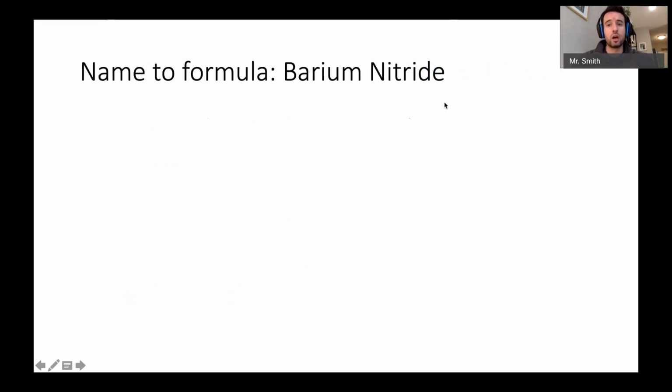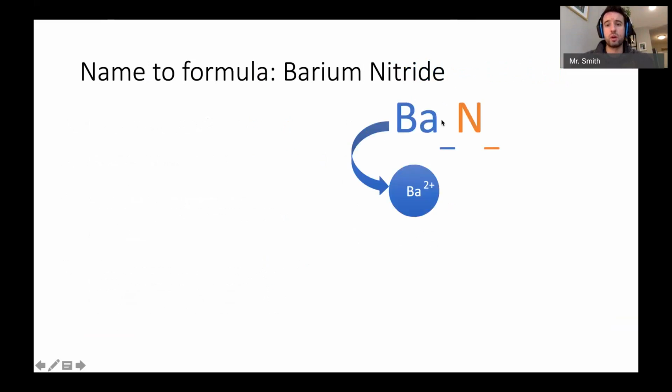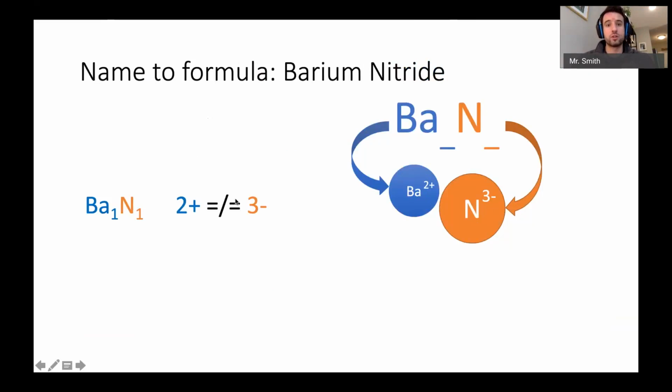Okay, so here's another way of showing that. Here I have barium, here's a +2, here's nitrogen, which is a -3, and you'll see right now they're not balanced because I've got 2 plus and 3 minus. That's not equal, right? If this was the correct answer, I would write just BaN. I wouldn't write the 1 here and I wouldn't write the 1 here. I'm just showing you what the numbers are.